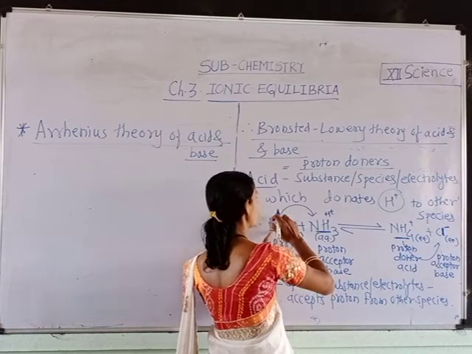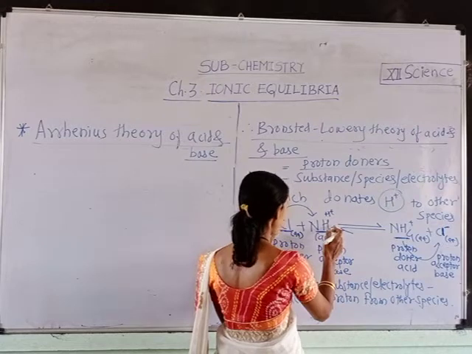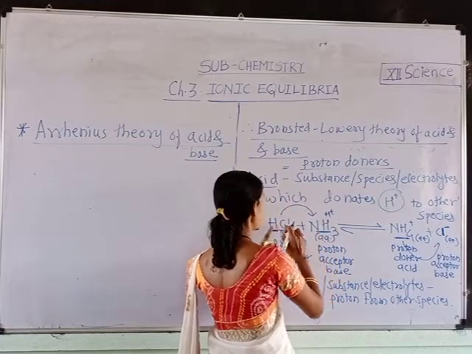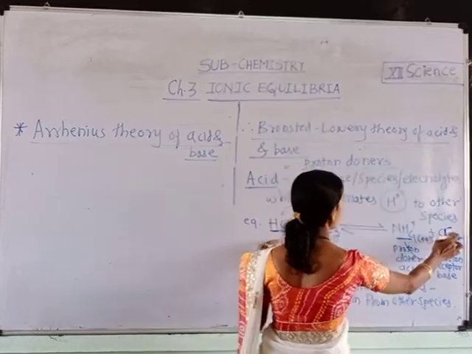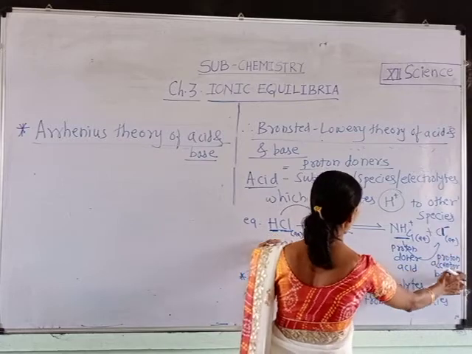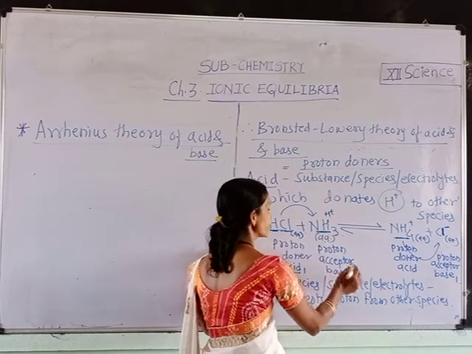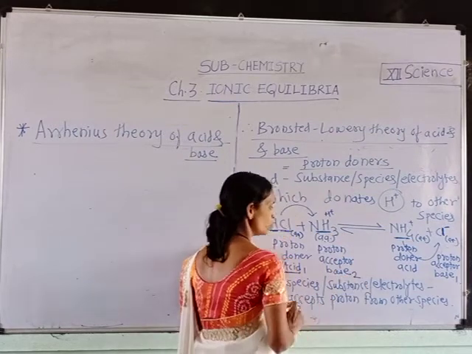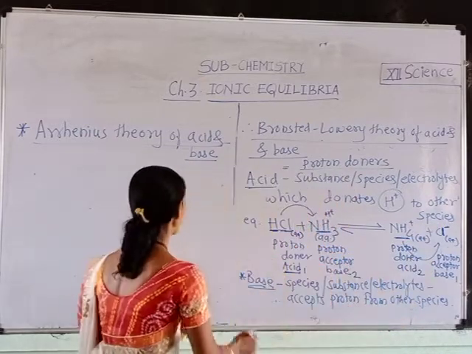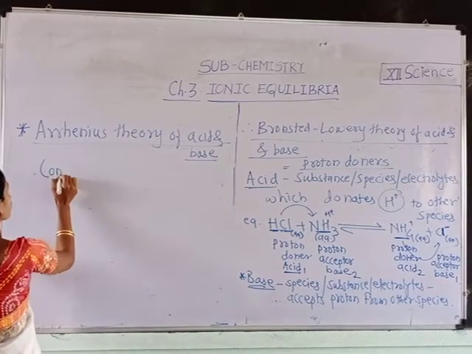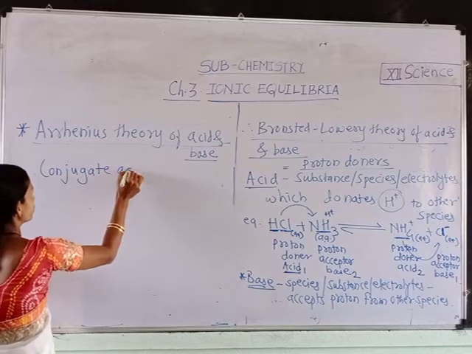And when HCl donates H plus ion to the NH3, that is ammonia, because of donation of H plus ion, the proton, by HCl, Cl minus formation takes place, that is a base, therefore it is base 1. And here NH3 is a base, therefore it is base 2, and NH4 plus is an acid, therefore it is acid 2.